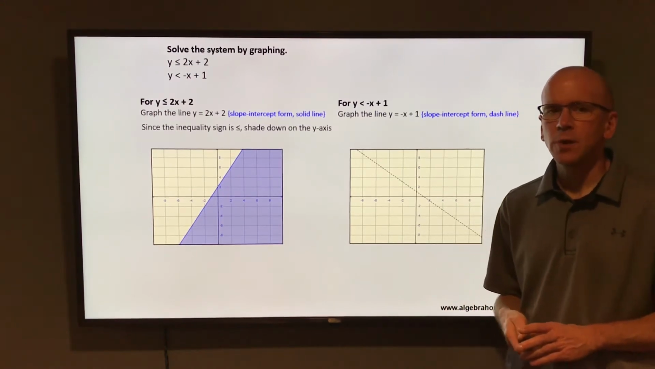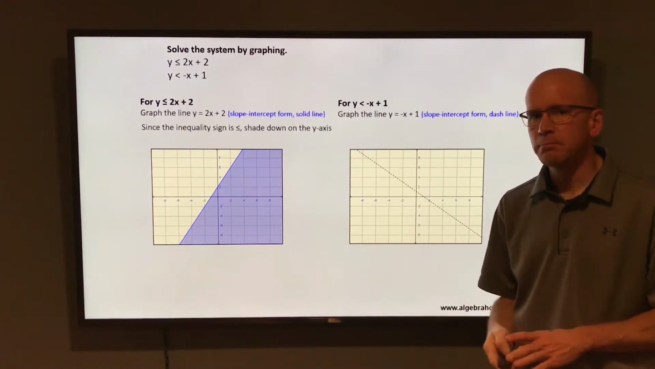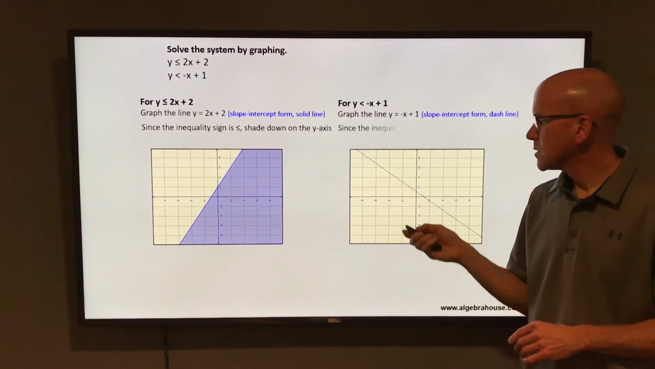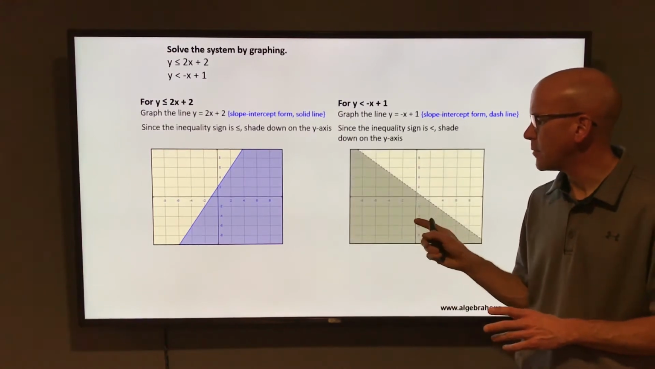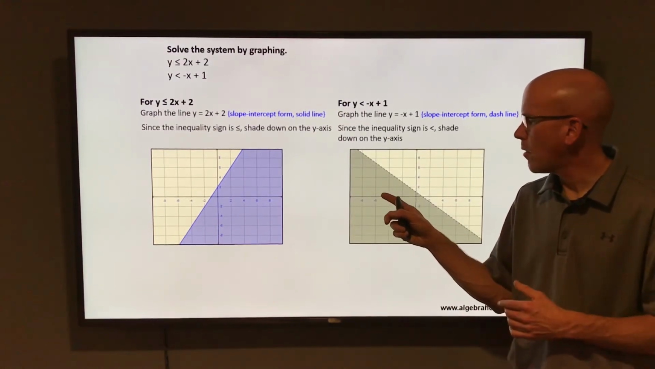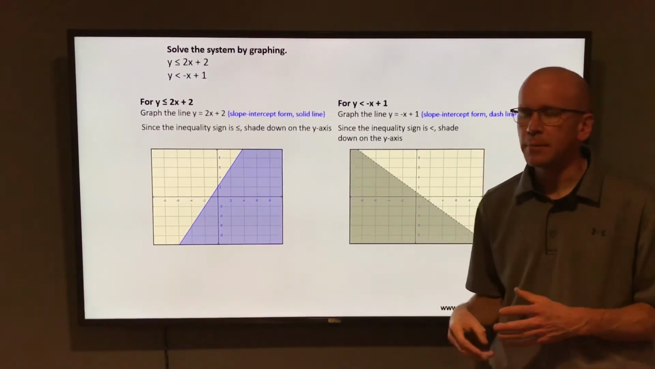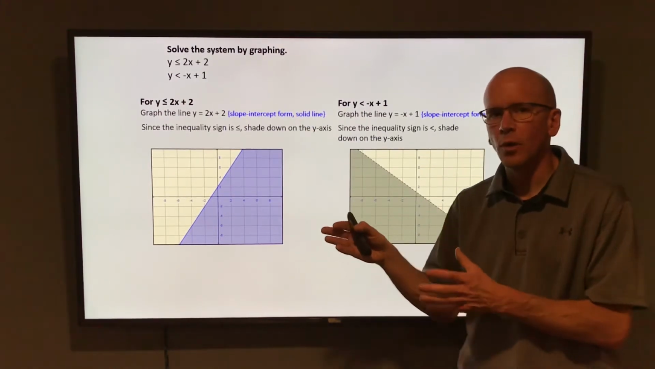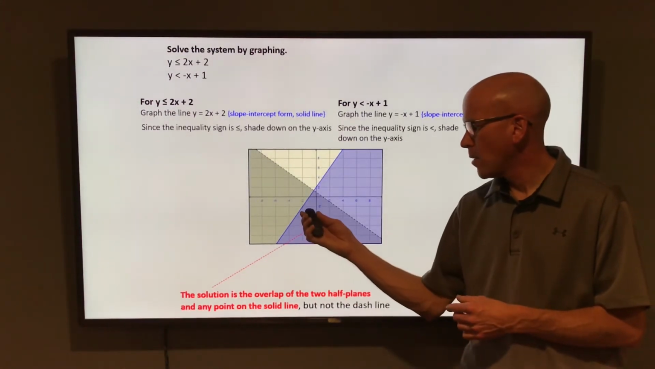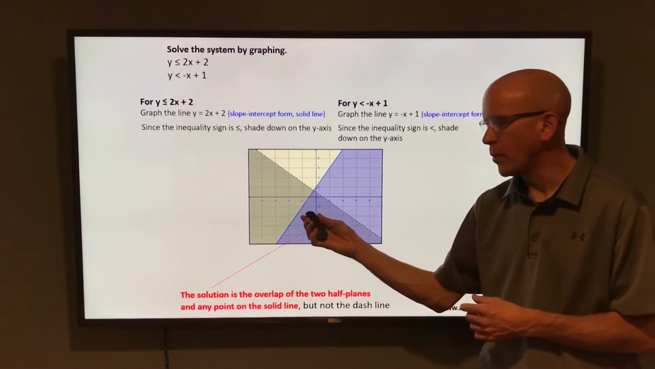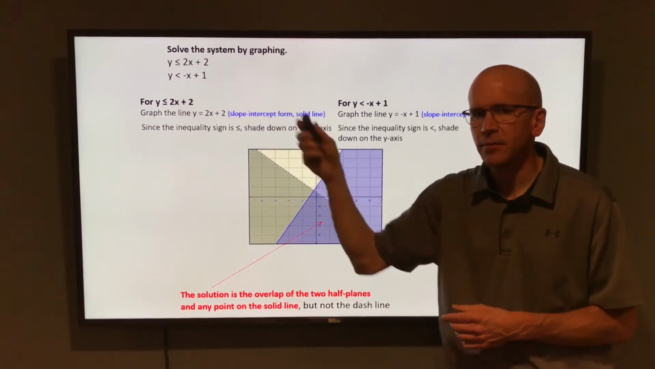Then you decide which way to shade. You have a less than sign, going to shade all points below that boundary line. So all points below that boundary line are solutions to that inequality. All of those points in that shaded region are solutions to that second inequality. But as a system, you're graphing these one right on top of the other. So on paper, this is what it would look like. All of the points in this overlap, where these two inequalities overlap, are solutions to that system of inequalities.